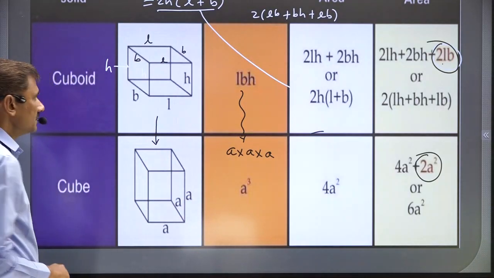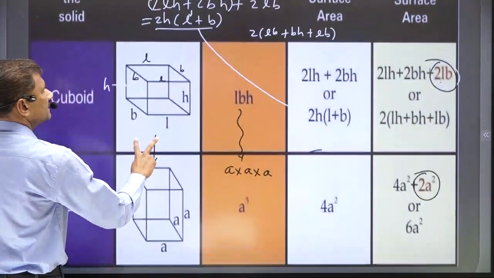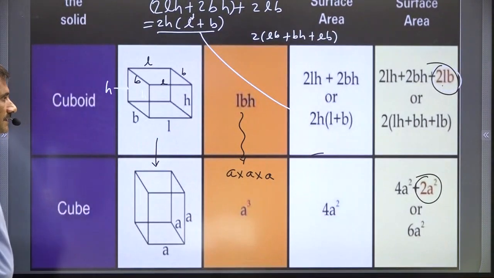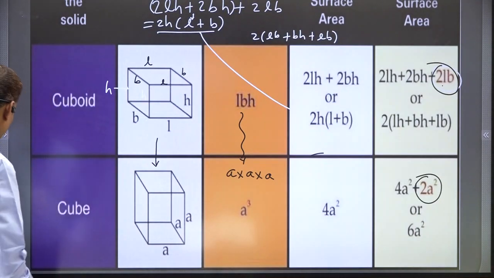So these are today's main formulas. Now a few things are left. I will explain them now.